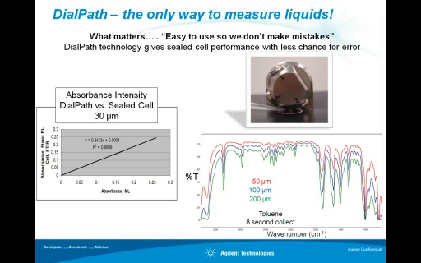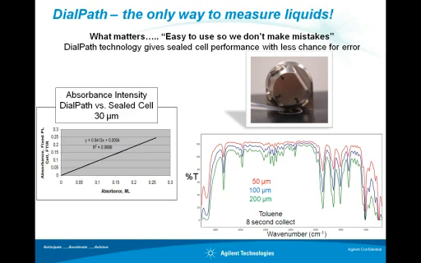An example of this is the measurement of toluene and some of the low-level impurities in toluene. In the bottom right-hand corner, we can see 3 spectra, each collected in 8 seconds, used at 50 microns, 100 microns, and 200 microns. And we can see how some of the very low-level impurity bands get stronger and stronger, of course, with the longer path lengths, leading to better quantification.